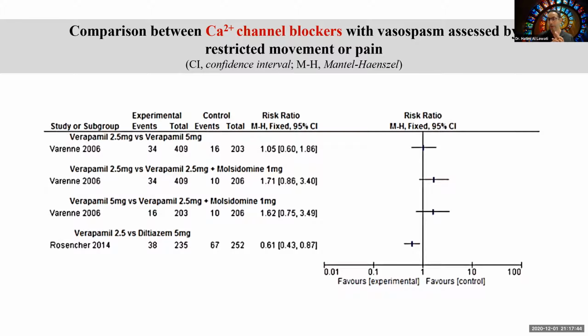The interesting thing is verapamil seems to result in a significant reduction in radial artery spasm when compared to diltiazem, albeit diltiazem is supposed to have more peripheral vasodilatory effect compared to verapamil. And again, something that Rosseel and his group could not explain.